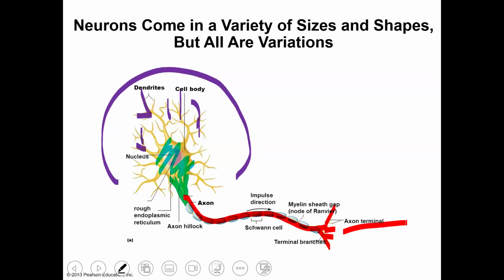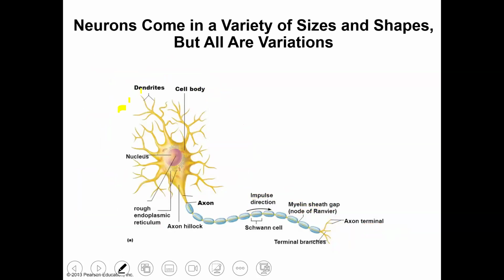Okay. And then please note the impulse direction is this way. So electricity and chemistry coming in, hitting those dendrites, information at the cell body, and then cruising this way. And then connecting in with the next cell that might look like this, might look like a different cell.